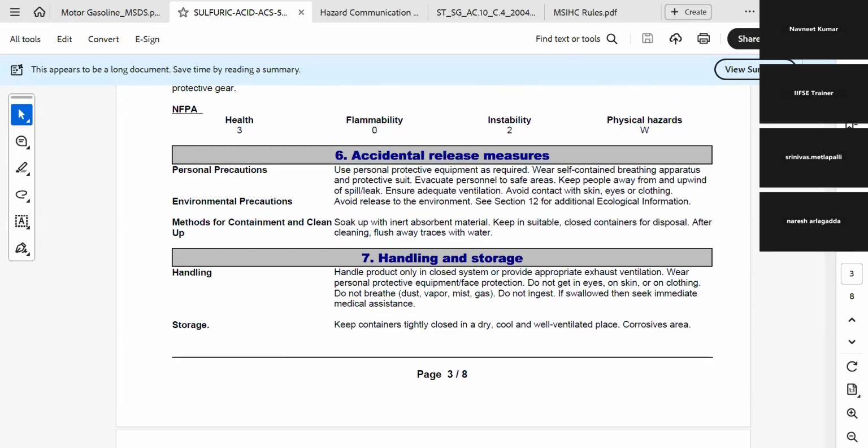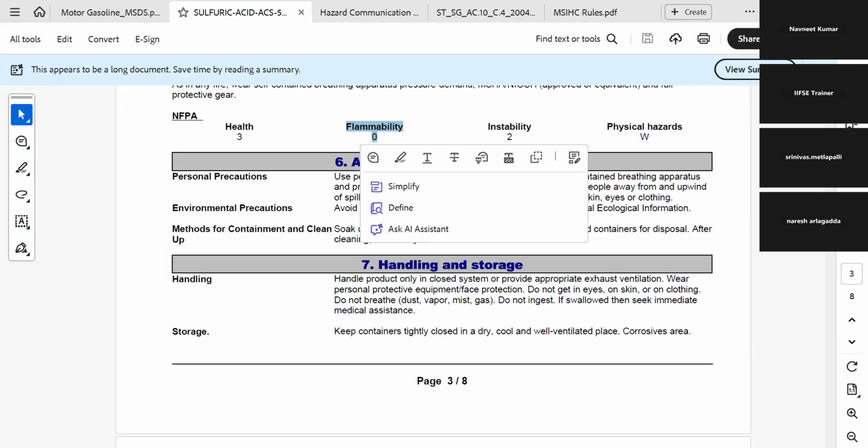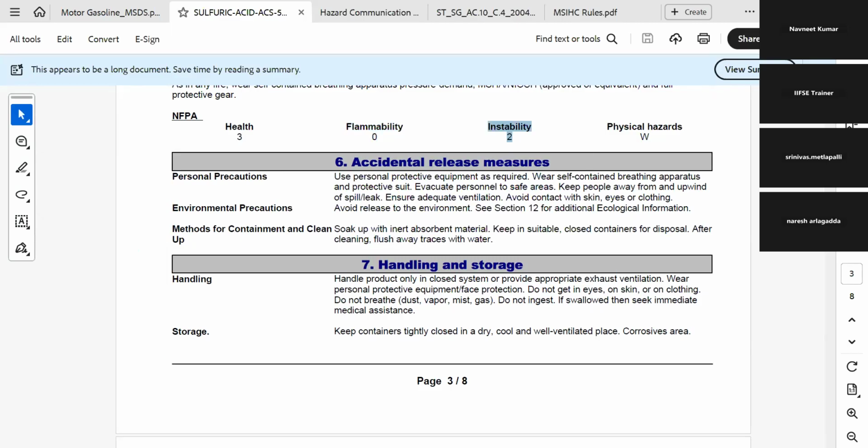As I mentioned, blue is 3. Sulfuric acid is not flammable, and instability, which is yellow, is 2, or physical hazards. Water can be used to dilute. Sometimes with some chemicals there will be a W with a cross symbol over it, which means you are not supposed to use water in case of any emergency situations with respect to this chemical, for dilution or any firefighting purposes.